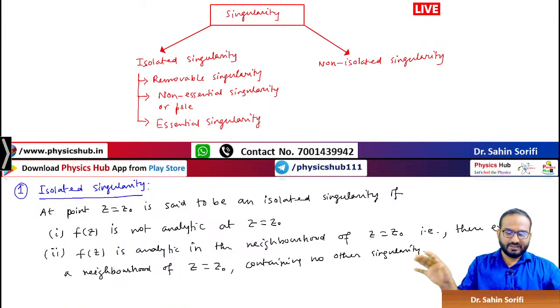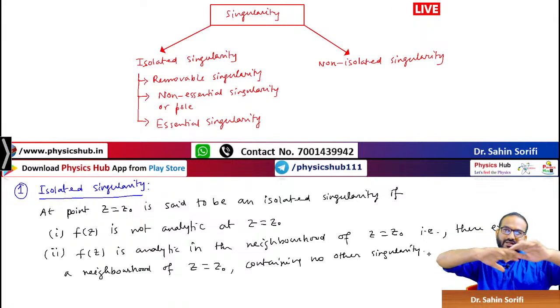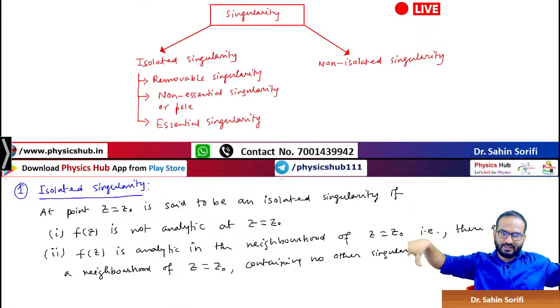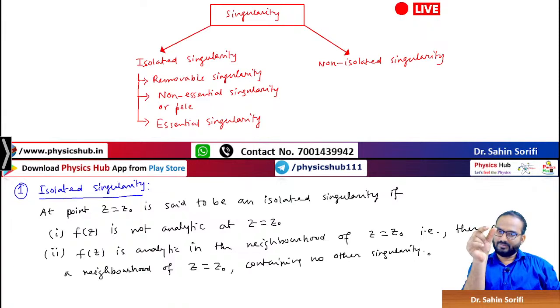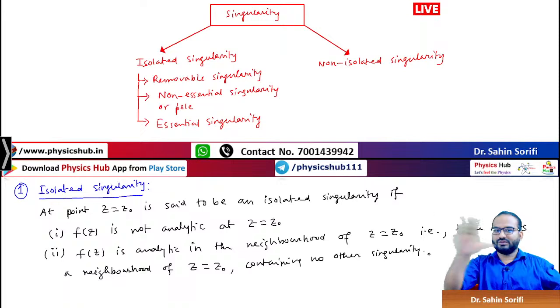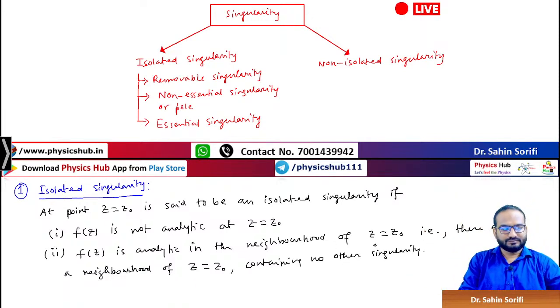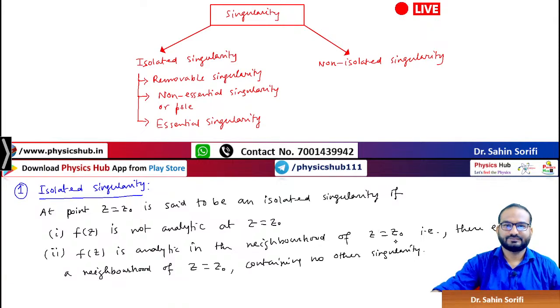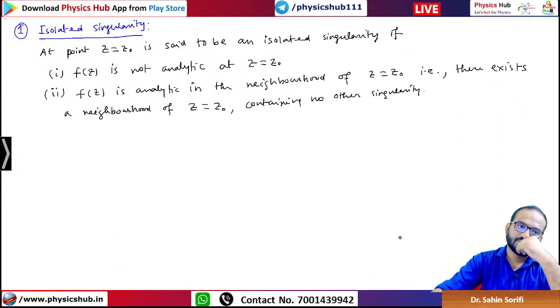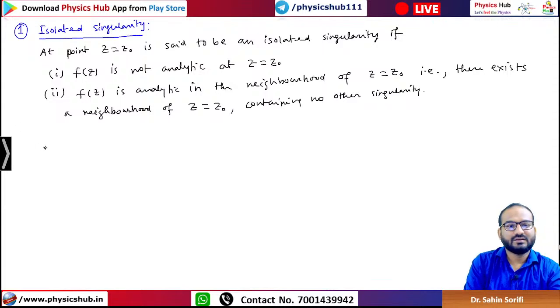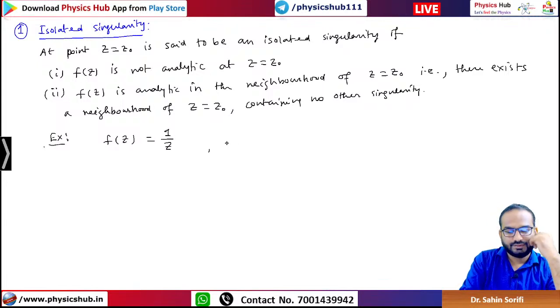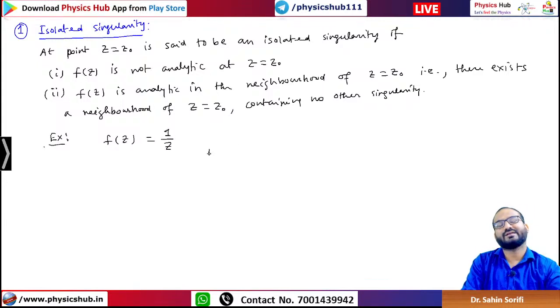You can imagine it in this way, that we have a wide place, okay? And at only a small place a borehole has been made, and there is no borehole other than that. The examples are very trivial. Let us say, if you consider f of z equals 1 by z, so it is analytic everywhere except at z equals to 0.